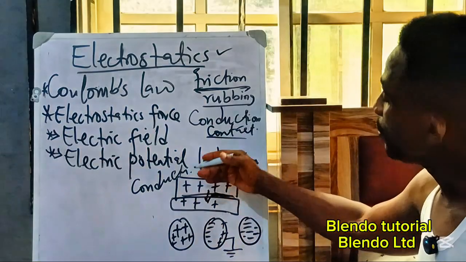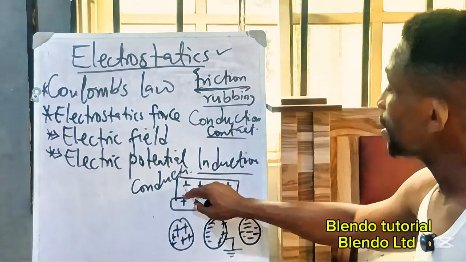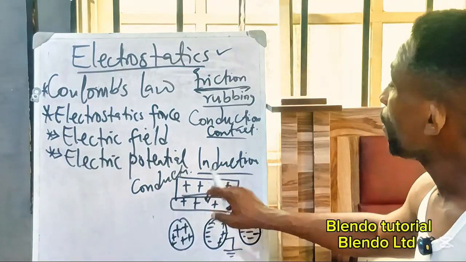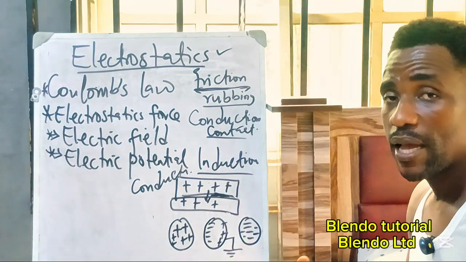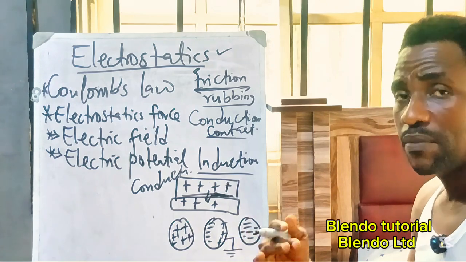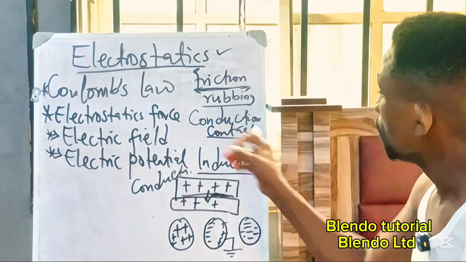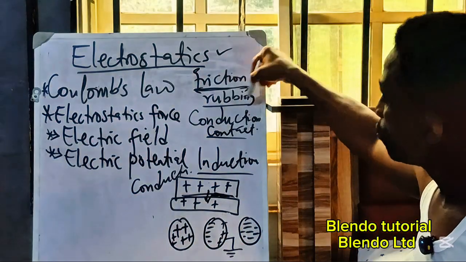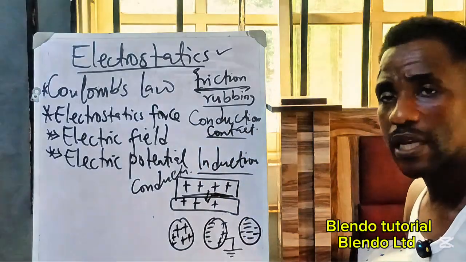By conduction, you place it in contact. If it is positive, it will produce positive. If it is negative, it will produce negative. While by rubbing, you produce positive and negative. Electron flows from one to another. Hence, where electron leaves becomes positive, where electron is gained becomes negative. So that is friction, rubbing; conduction, contact; and induction, without contact.